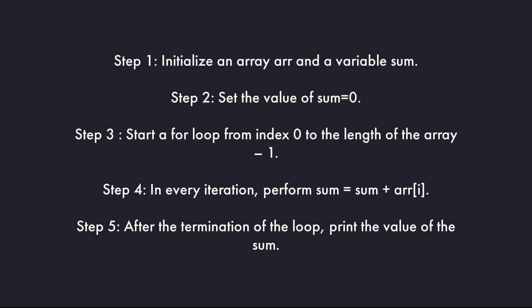In step 3, start a for loop from index 0 to the length of the array minus 1. In step 4, we perform the operation sum is equal to sum plus the element at each index value. In step 5, print the value of the sum. These are the 5 steps in the algorithm for finding the sum of n elements in an array.